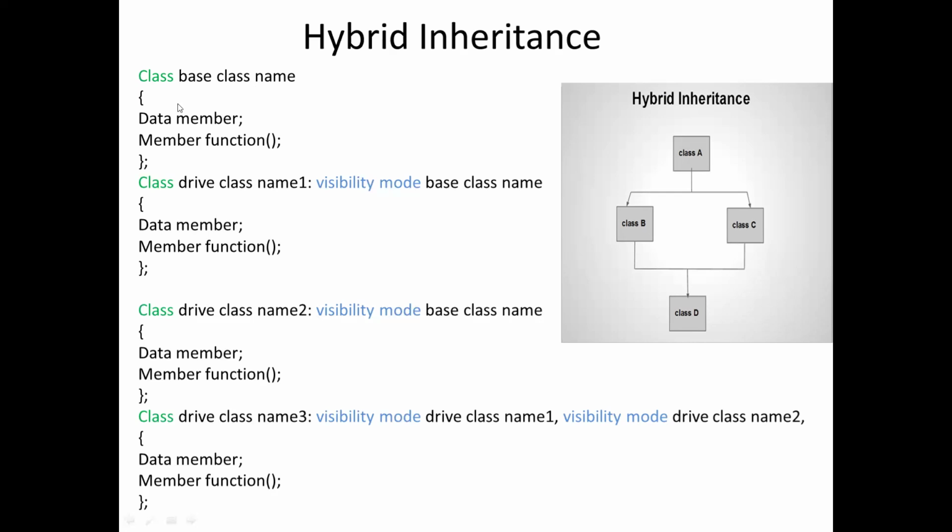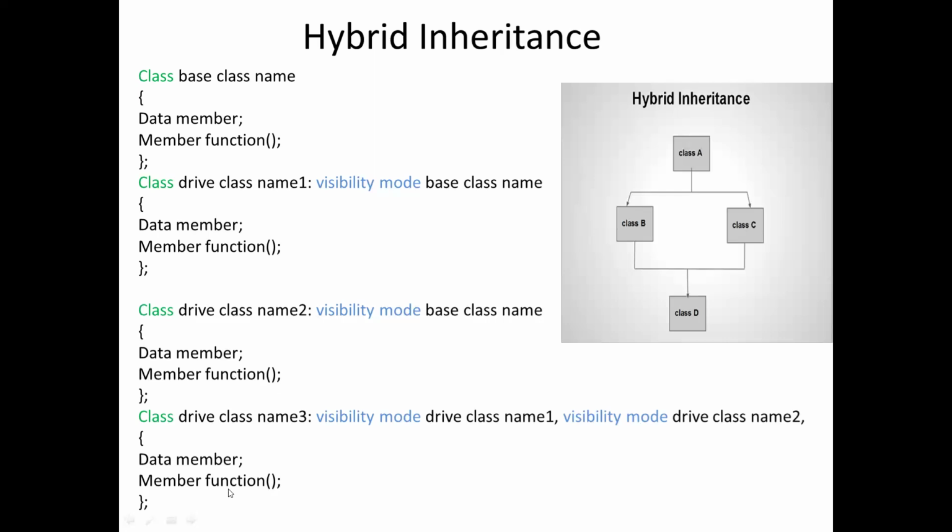In the syntax, we have created a base class in which we use data member and member function, and terminate the class. From that class, we create classes B and C, named derived class name 1 and derived class name 2. We have created two classes, and from those two classes, derived class 1 and 2, we have created another derived class 3, called class D. This is class D, which we are representing as derived class 3. It inherits both derived class 1 and derived class 2, and we put data member and member function.